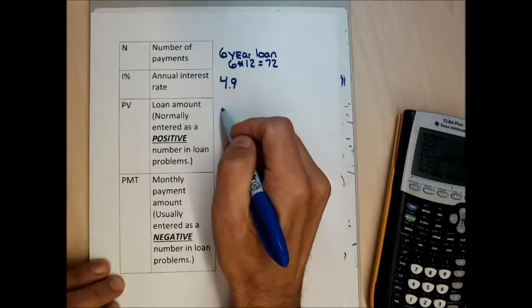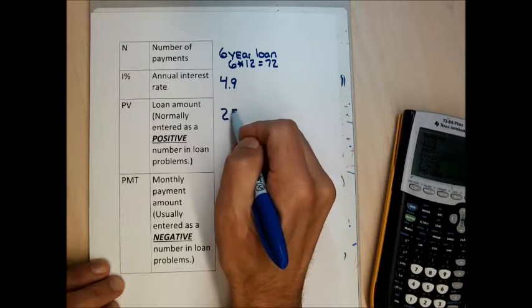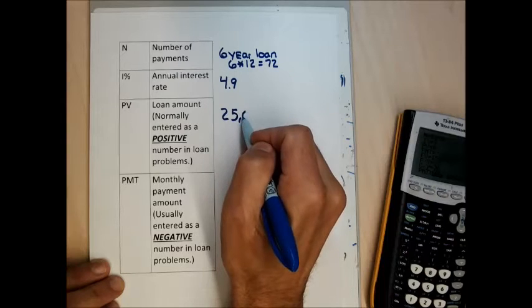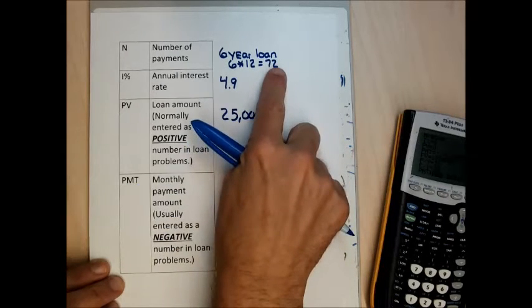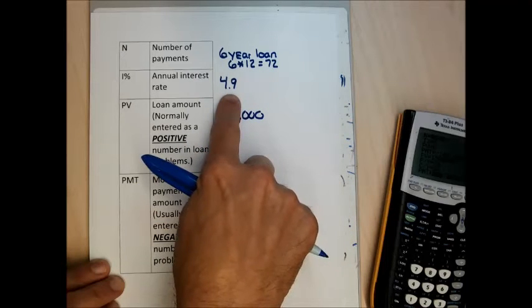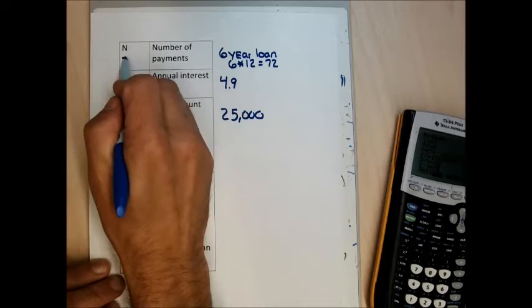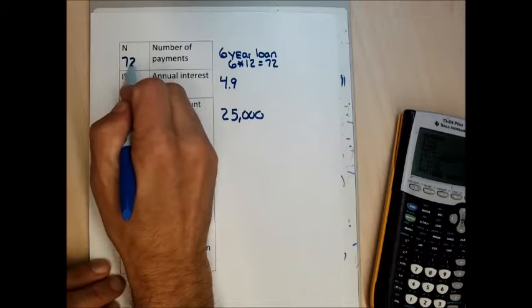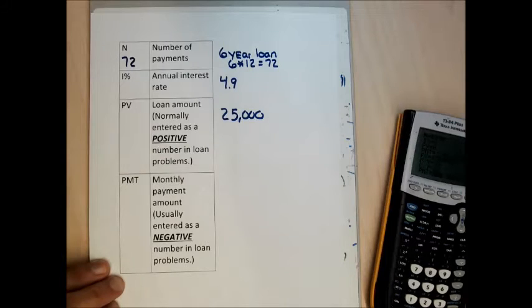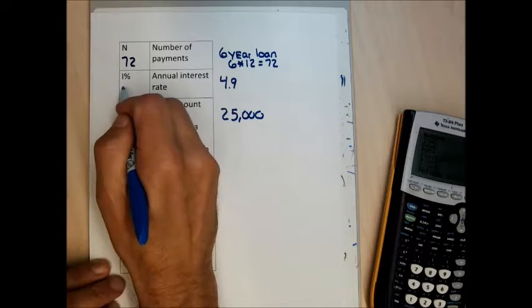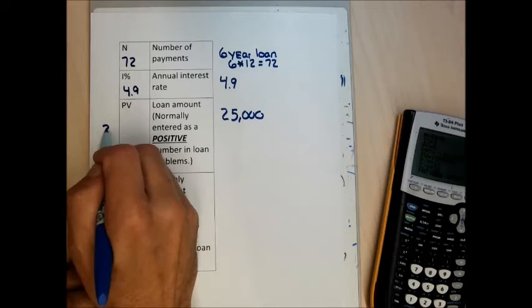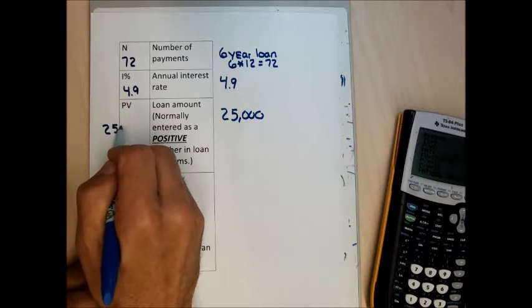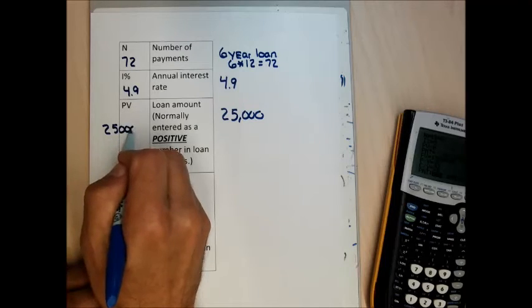Let's say I borrowed $25,000. If I was borrowing $25,000 to purchase a car, and I'm taking a 6-year loan, and the annual interest rate is 4.9%, the things I'd start to enter on my calculator to help figure out the payment are: 72 for the N for the number of payments, 4.9 for the annual interest rate, and $25,000 for the PV. PV means present value, but for a loan problem, it means the loan amount.